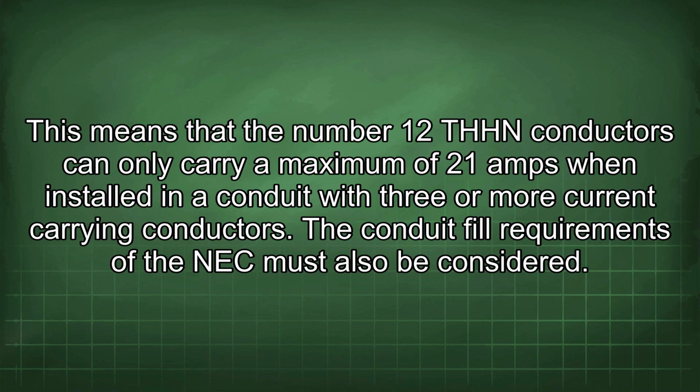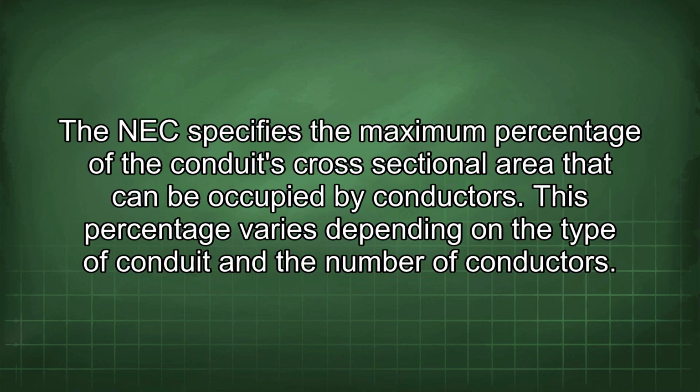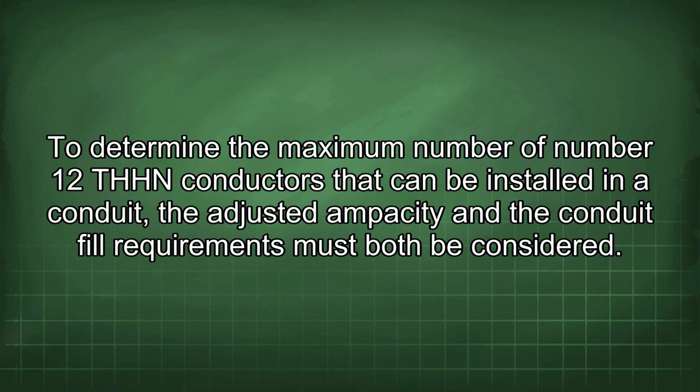The conduit fill requirements of the NEC must also be considered. The NEC specifies the maximum percentage of the conduit's cross-sectional area that can be occupied by conductors. This percentage varies depending on the type of conduit and the number of conductors. To determine the maximum number of number 12 THHN conductors that can be installed in a conduit, the adjusted ampacity and the conduit fill requirements must both be considered.